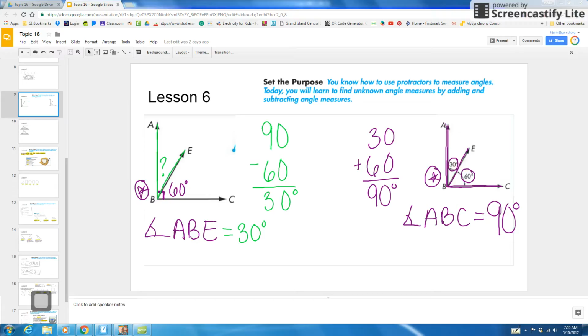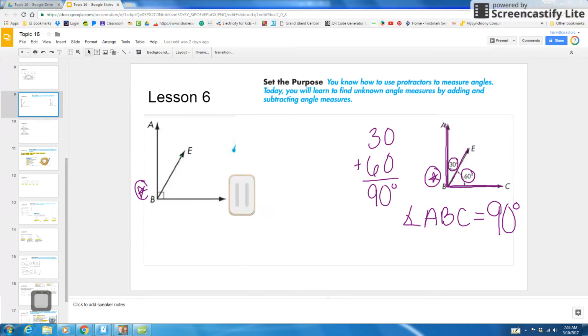So I'm going to clear some of this off so that it's not so jumbled. Okay. Let's say I gave you this. Let's say I gave you angle ABE was 30 degrees. Okay. And you know the angle ABC.